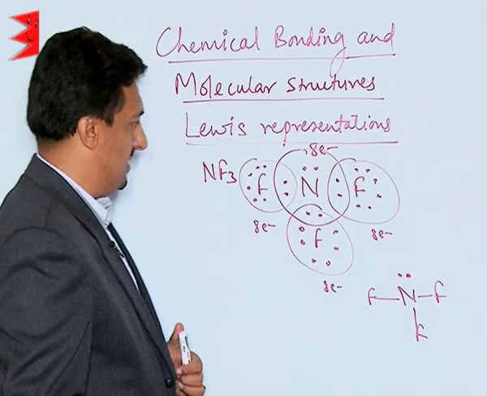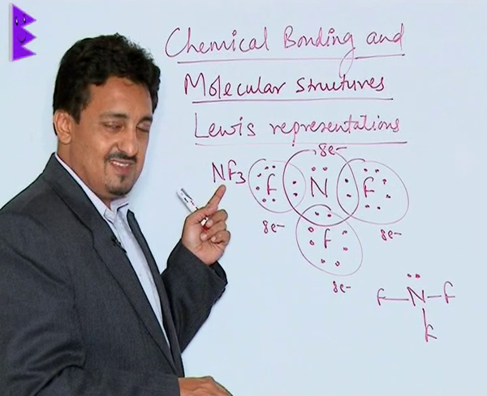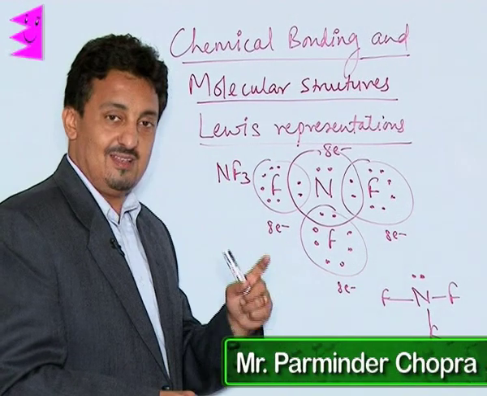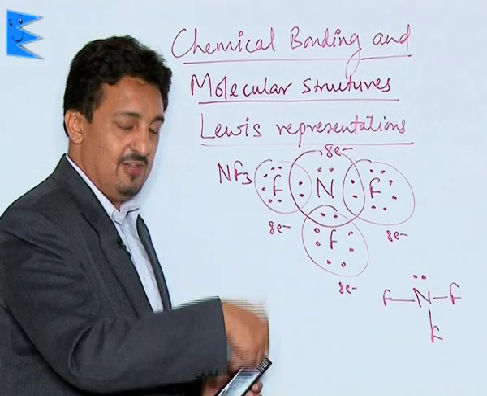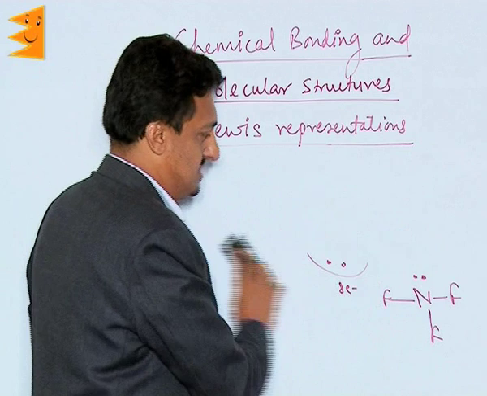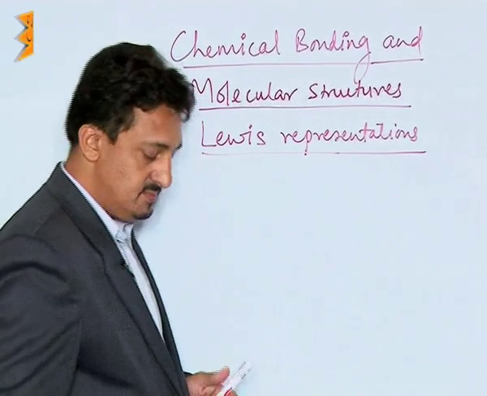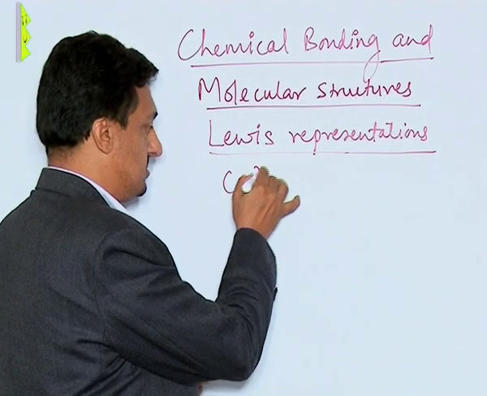Let us take some other molecules. In this also you can see nitrogen is the least electronegative one, so it is present as the central atom. All other more electronegative atoms or hydrogen-like species get arranged around it. Let us take some other example, like we can take carbonate.